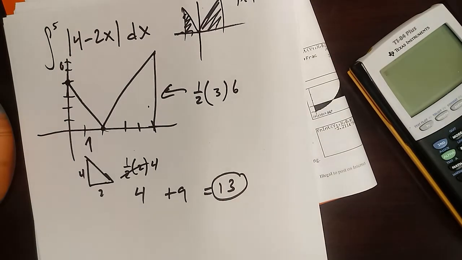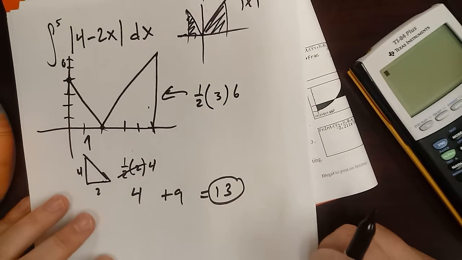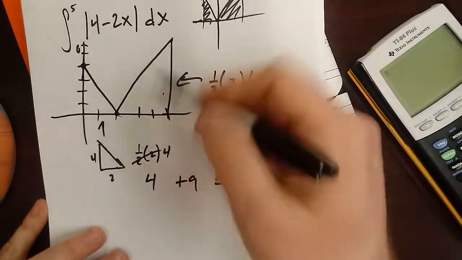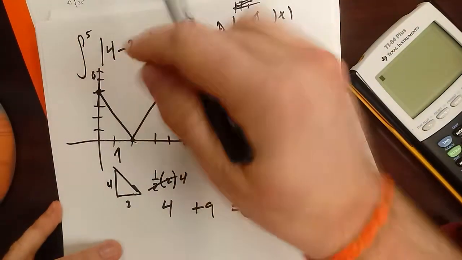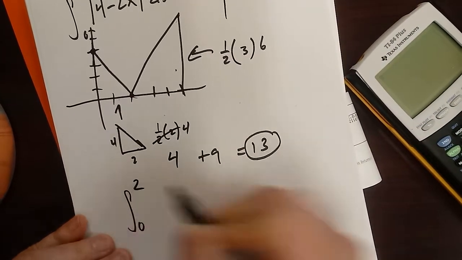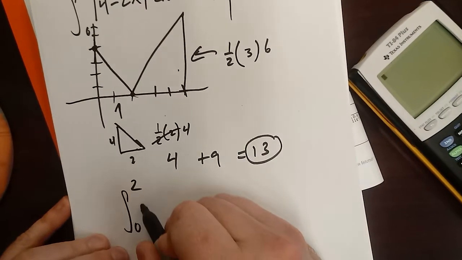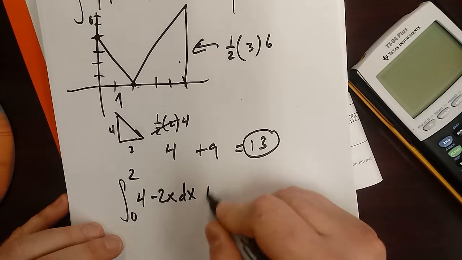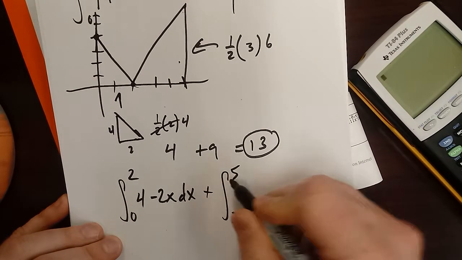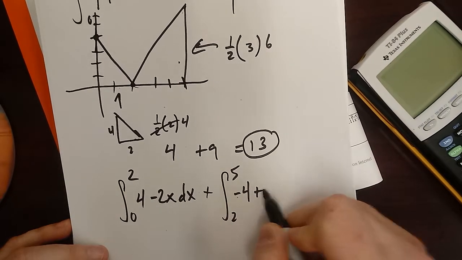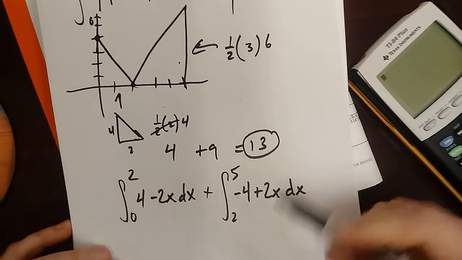All right, this is where doing area is so much easier than actually going through and doing the real integral of this. And here's what I mean. If I was going to turn this into something that we can handle, we'll go from 0 to 2, and we'll just do normal 4 minus 2x dx. Then we're going to add that to going from 2 to 5. And instead of doing 4 minus 2x, we're going to do the opposite. We're going to do negative 4 plus 2x dx.